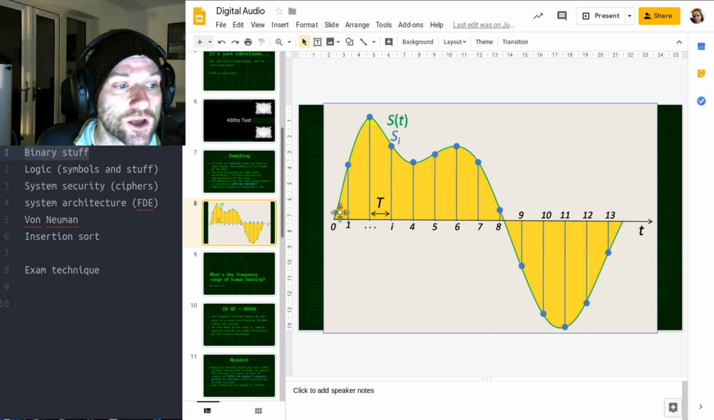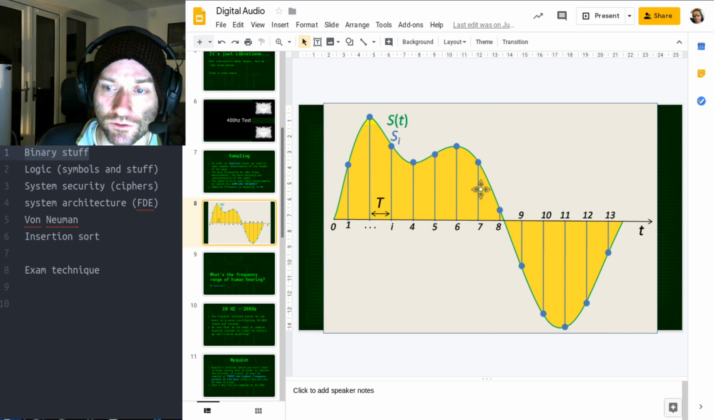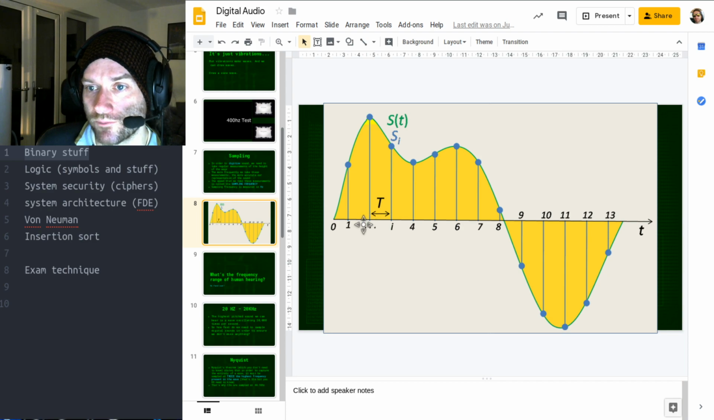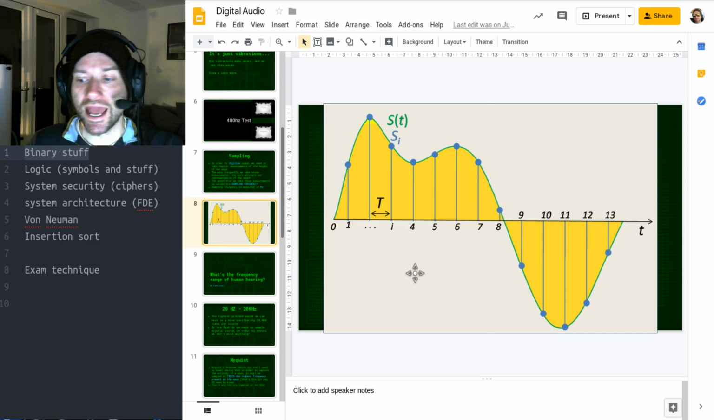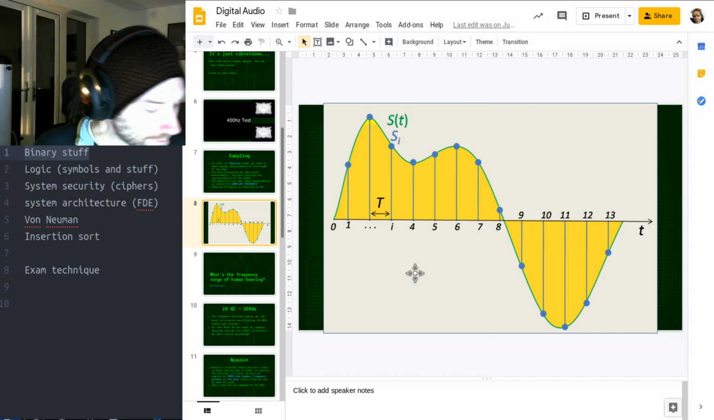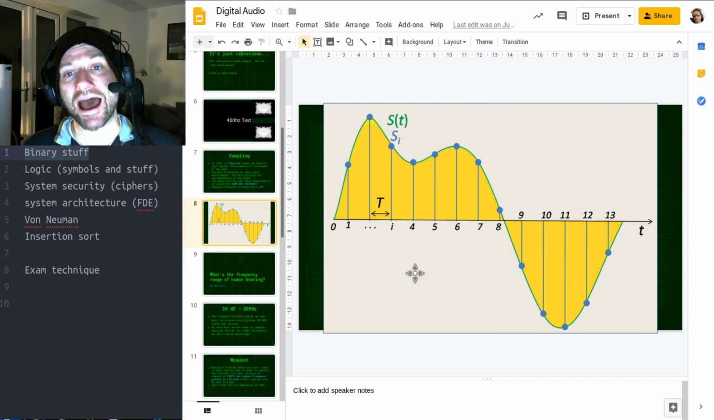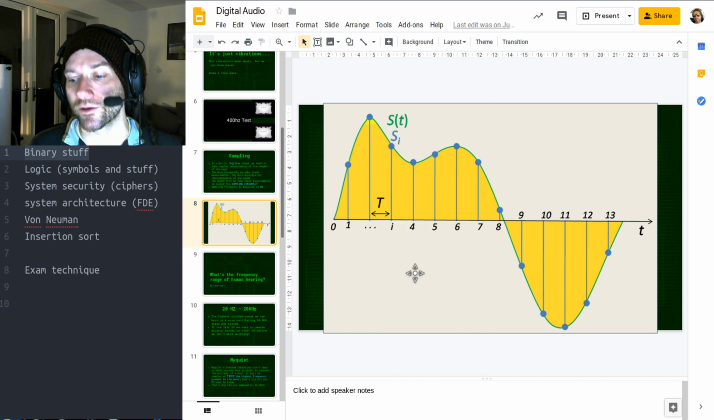what we do is we take samples of the waveform at regular intervals. A sample is basically a measurement of the height of the wave at any given point. Now you'll notice on my diagram here the samples are taken at regular intervals. We've got 0, 1, 2, 3, 4, 5, 6, 7, 8, and so on. The sampling frequency is measured in hertz. If I have a sampling frequency of 400 hertz, how many samples am I taking per second?